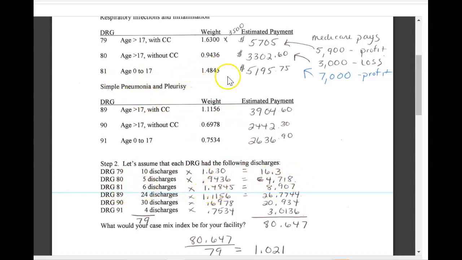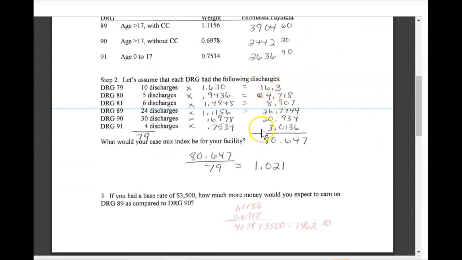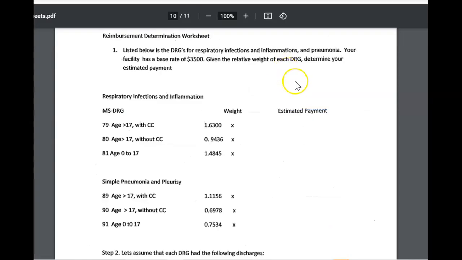Again, I need to go up to 81, get the relative weight. Okay, so once I come up with all of them, remember it is the total. You total all the relative weights, which is 80.647. And now I add up all the discharges, which is 79. So I find out my case mix, it's total relative weight divided by discharges. My answer is 1.012. So this here, you can just look at that.